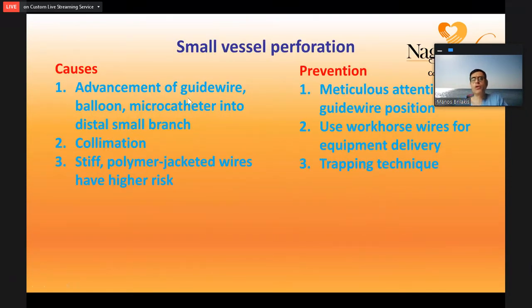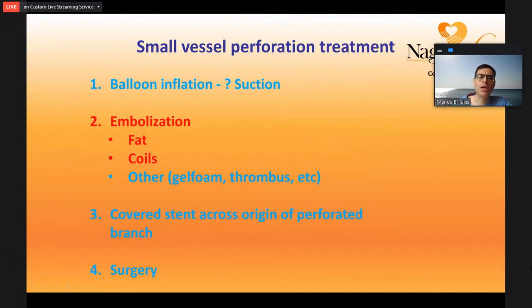The most common cause for this distal vessel perforation is advancing a guide wire. That is why whenever you cross a CTO, for example, you always replace your polymer jacket or your stiff guide wire with a soft wire, so there is less risk of actually going through. And then how do you treat it? You decide what your form of embolization is.